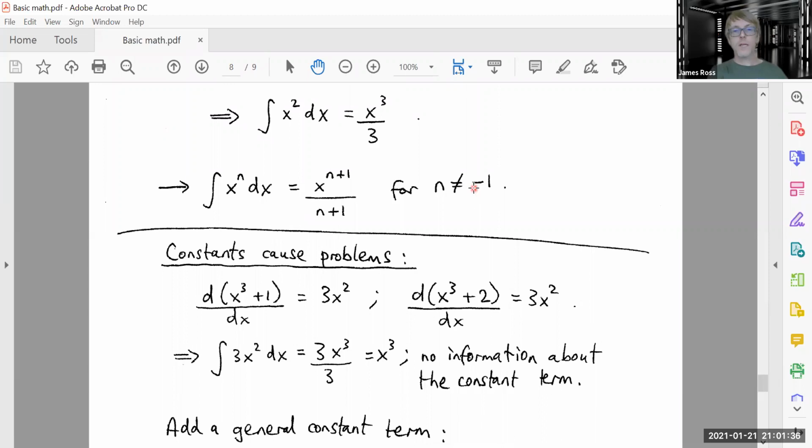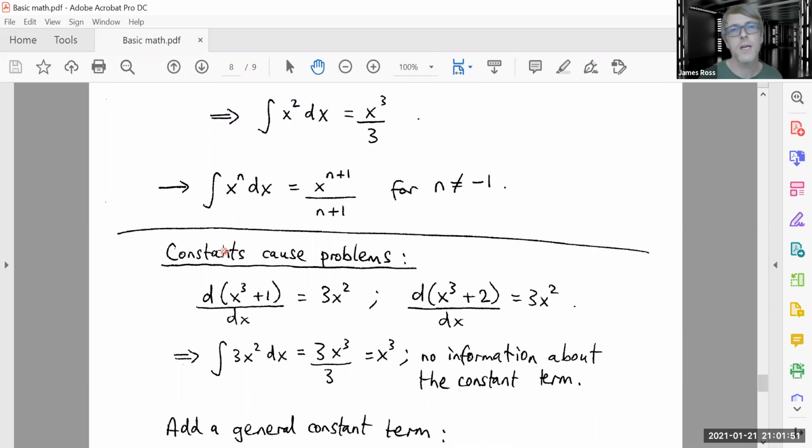Okay, and it works except for n equals -1. There are some things to be careful of with integration, though. You can integrate with or without constants, and you would never know. So cautiously, we always know that there could be a constant term there.